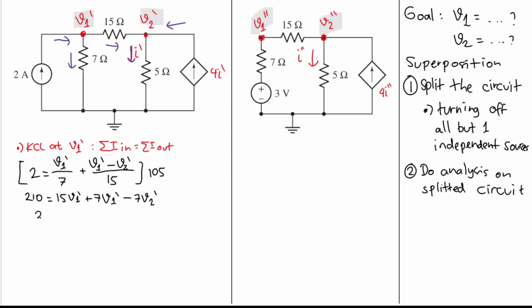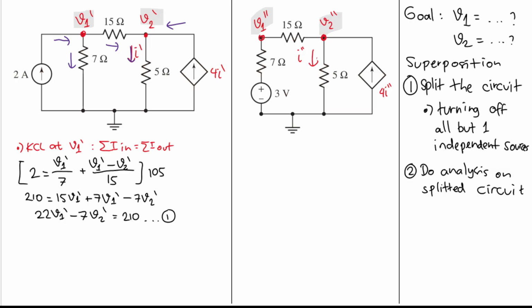So we will have 22 V1 prime, and then minus 7 V2 prime. Okay, all of that will equal to 210. Let's save this as equation number 1.